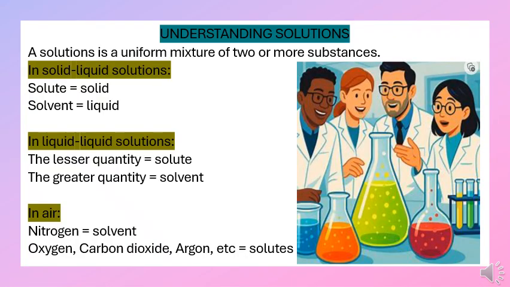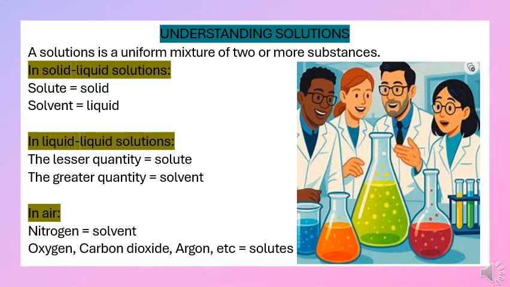Let's dive into the fascinating world of solutions, where science and everyday life mix perfectly. A solution is a uniform mixture of two or more substances. Sounds simple, right? But the magic lies in how it works. In a solid-liquid solution, the solute is the solid, like salt or sugar, and the solvent is the liquid, like water. So, when you stir sugar into your lemonade, you are actually creating a sweet science experiment.